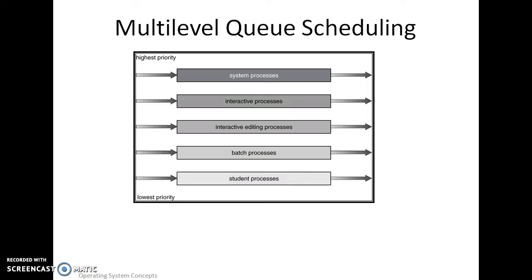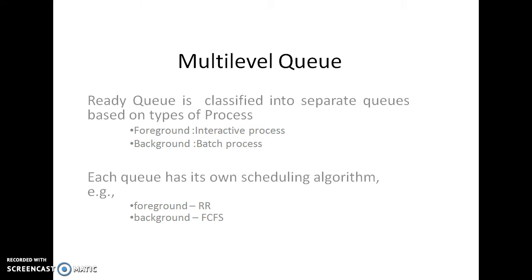The second part is that it is to be preempted. For example, suppose there are no processes in the system queue and none in the interactive editing queue. Now suppose we are executing a batch process, and all the previous queues were empty initially. If a new process enters either the system process queue or the interactive process queue, then we have to preempt the batch process queue scheduling and give higher priority to the queues which are above it. This is how multi-level queue scheduling works.